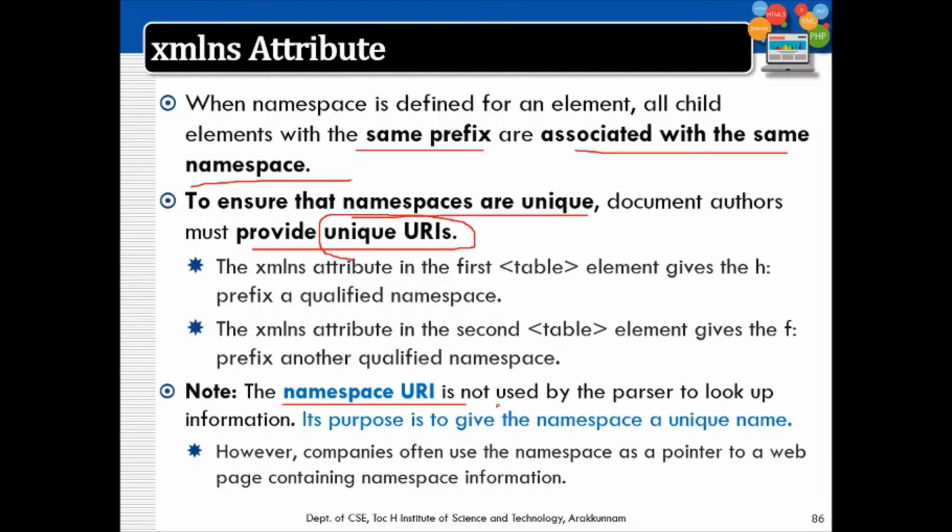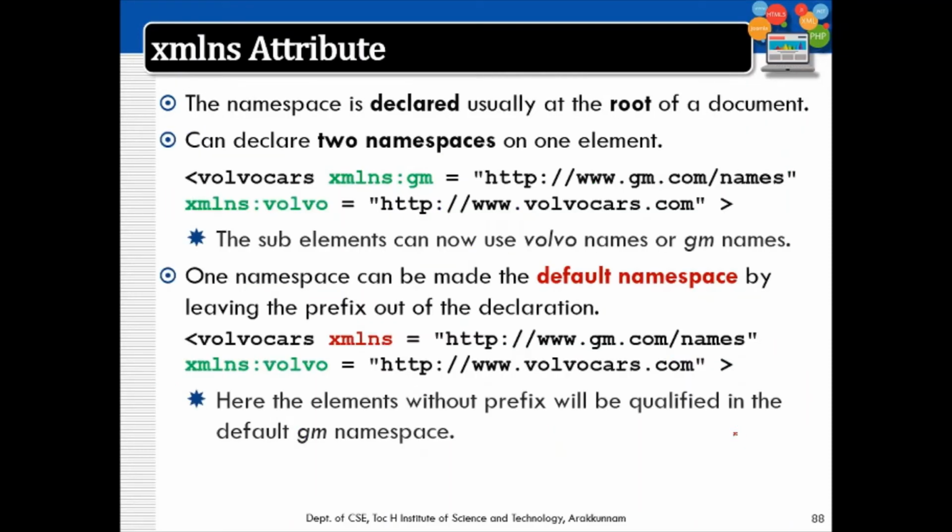The namespace URI is not parsed by the XML parsers. It is just meant to give a unique name for the namespace. The XMLNS attribute is usually declared at the root of the document, and can declare more than one namespace also. We already have seen Volvo cars, XMLNS and Volvo. If we skip the prefix, if we don't give it, it is the default namespace.